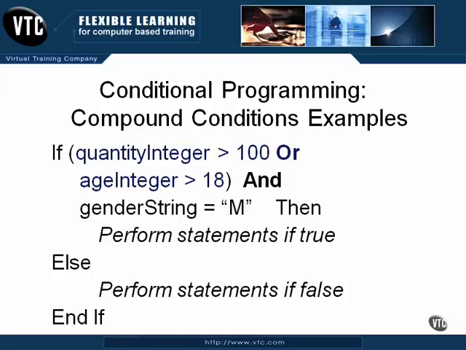Just remember, when you have both an AND and an OR in the same statement, the AND is evaluated before the OR. However, you can change this by using parentheses. Any condition inside the parentheses will always be evaluated first.